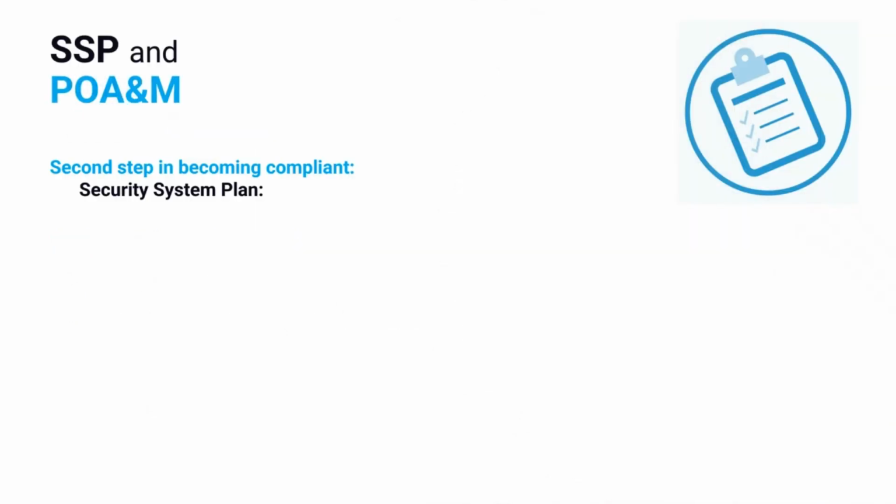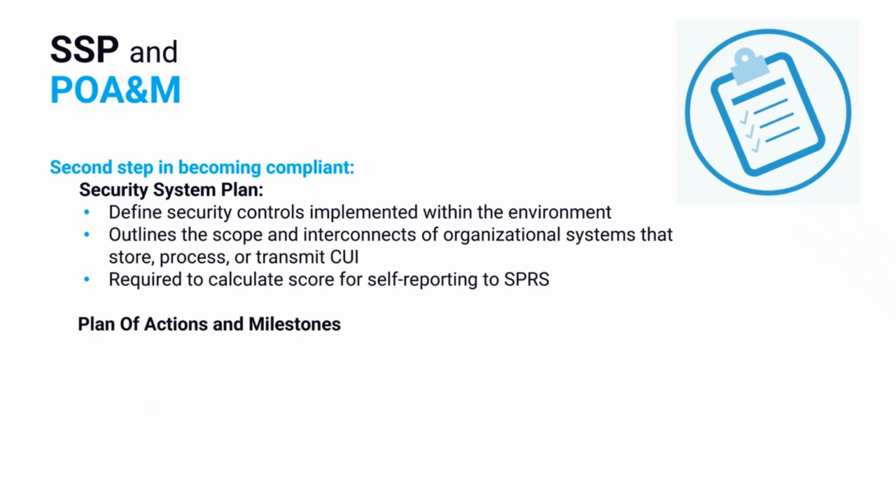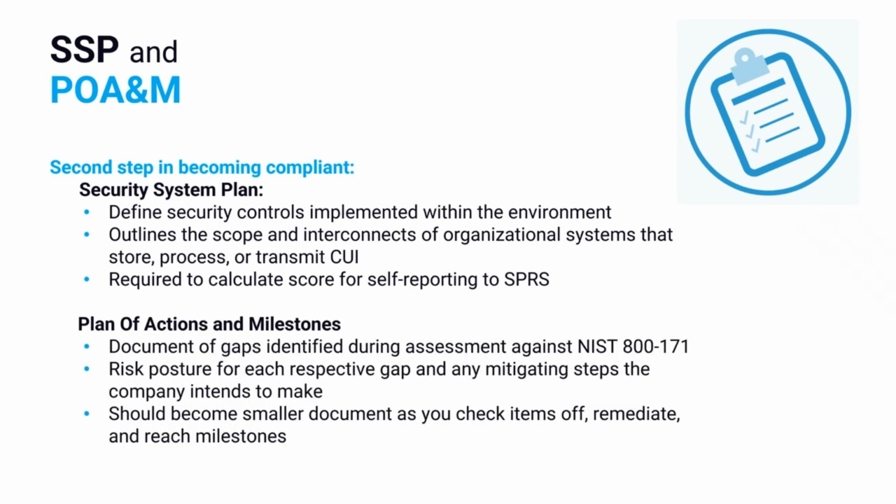Following that gap assessment, you're going to build out a system security plan. Your system security plan is going to define the security controls that you have implemented to achieve each and every control within the environment. It really is your playbook for how you are achieving NIST 800-171 compliance. Also included in that will be a defined scope and interconnects of organizational systems that store, process, or transmit CUI. Everything needs to be included in there.